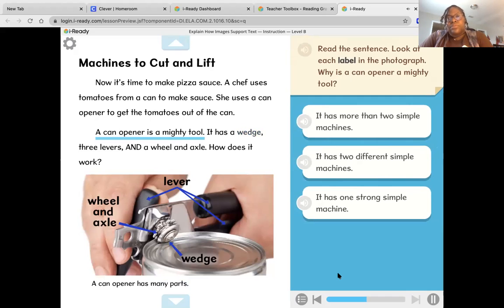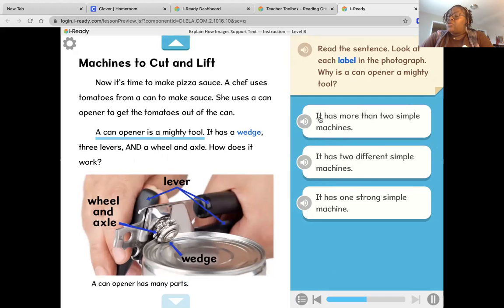Read the sentence. Look at each label in the photograph. Why is a can opener a mighty tool? Okay, so it says a can opener is a mighty tool. It has a wedge, 3 levers, and a wheel and axle. Okay, so now let's look at the answers.